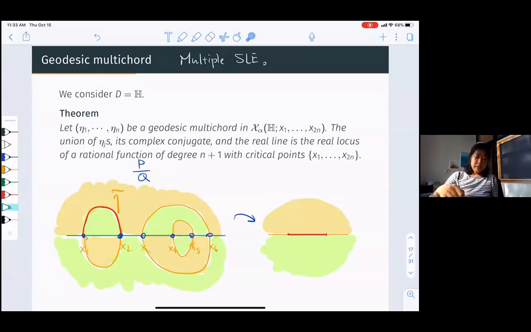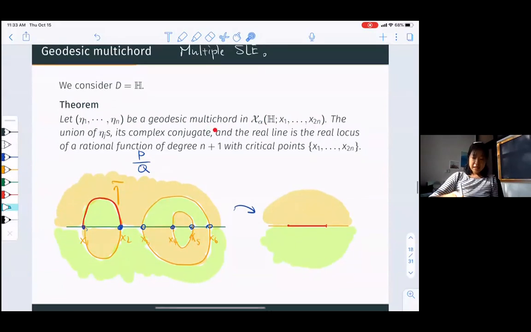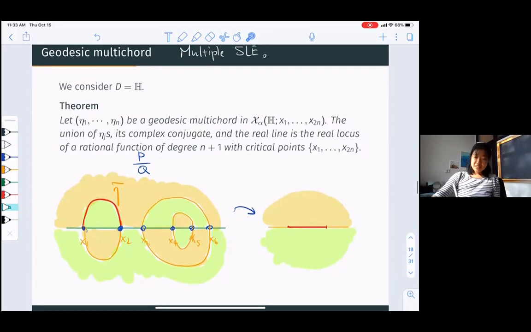We prove the following result: if eta is a geodesic multi-chord for a given connection pattern alpha and boundary points x1 to x2n, the union of eta and its complex conjugate in the real line is the real locus of a rational function of degree n+1 with critical points those 2n points. A rational function just means it's a ratio of two polynomials. And how to construct this? We're just going to use the assumption that this is a geodesic multi-chord.